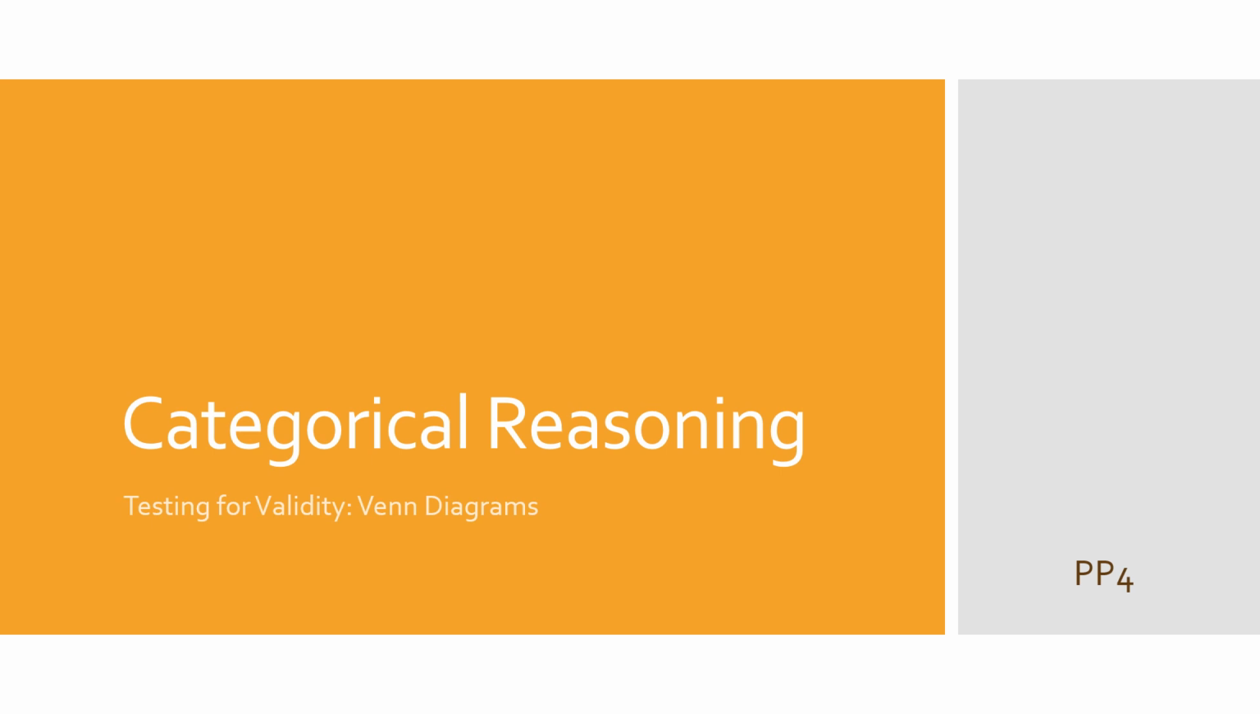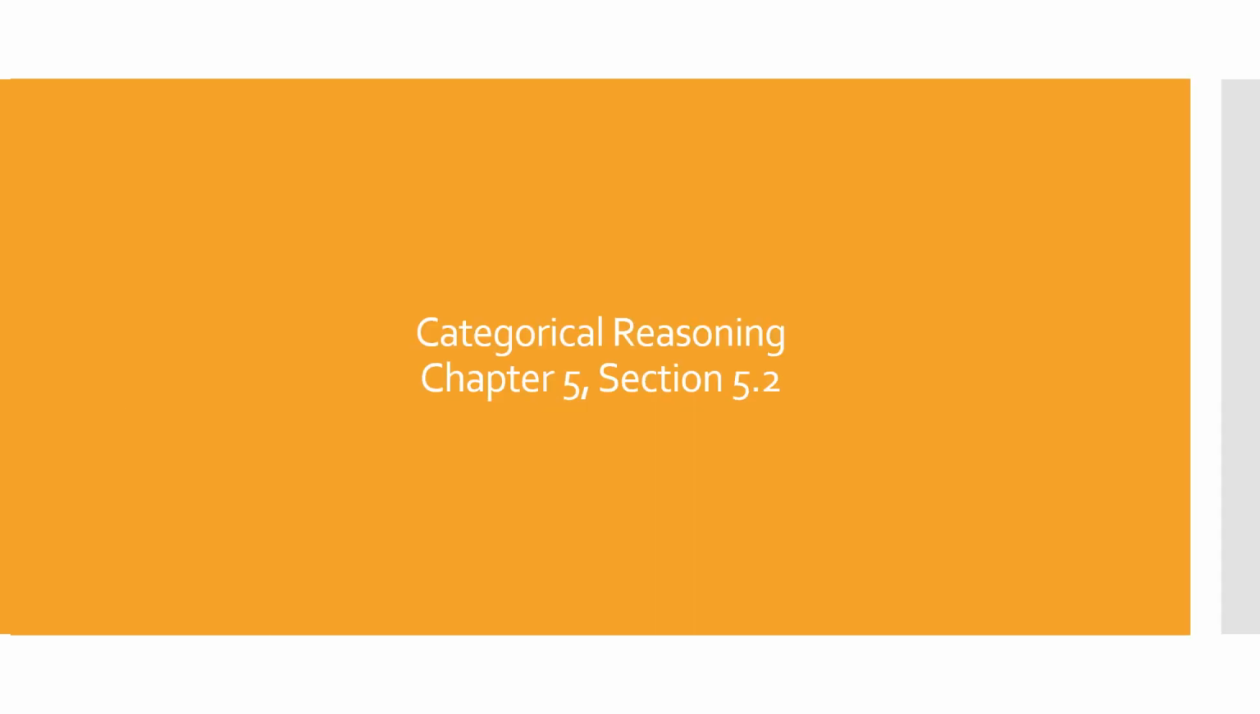So this next video is going to deal with the idea of testing a categorical syllogism for validity, by way of using Venn diagrams. So basically we're at the point here where we can start to put together all these different ideas into a coherent system that we can use to determine the validity of an argument. What we'll be dealing with in this video is chapter 5, section 5.2 in the book.